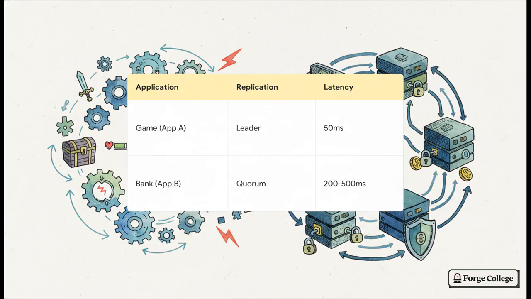Application A uses a leader inside each region to hit an incredible 50 millisecond latency. If a server hiccups and a player's inventory diverges for a couple of seconds, the game's logic just quietly fixes it later. No big deal. But Application B, the bank, uses quorum replication. A transaction isn't considered final until a majority of the nodes literally agree on it. Sure, it takes 200 to 500 milliseconds, but it guarantees 99.99% durability.